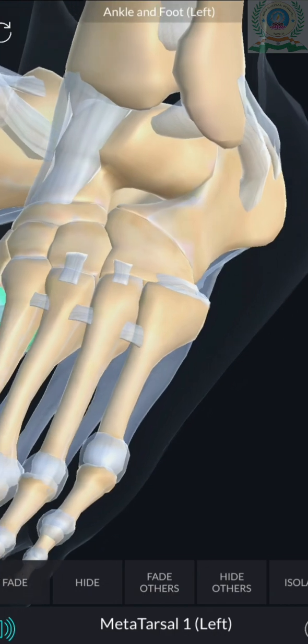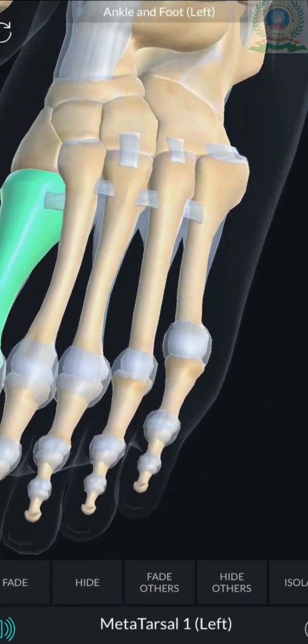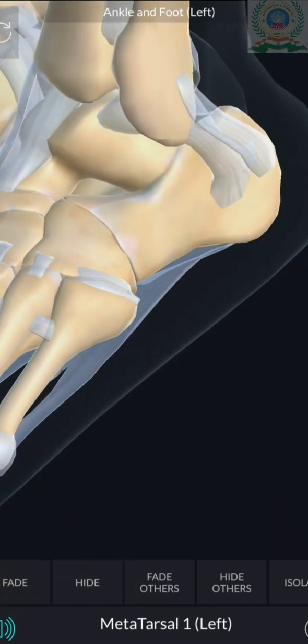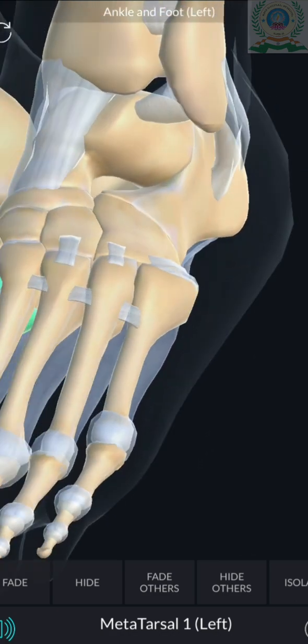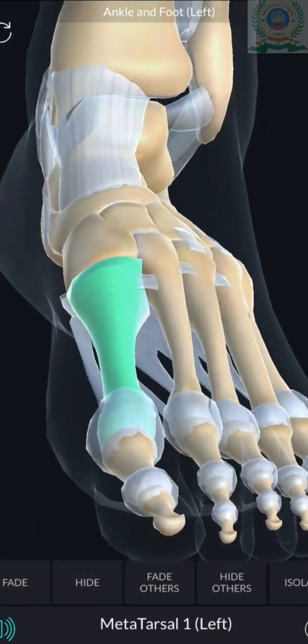The metatarsals are analogous to the metacarpal bones of the hand. The lengths of the metatarsal bones in humans are, in descending order, second, third, fourth, fifth and first.